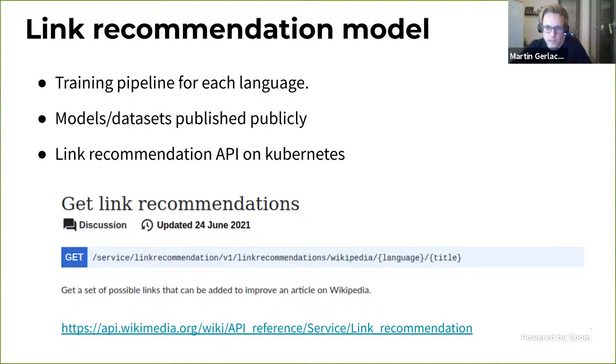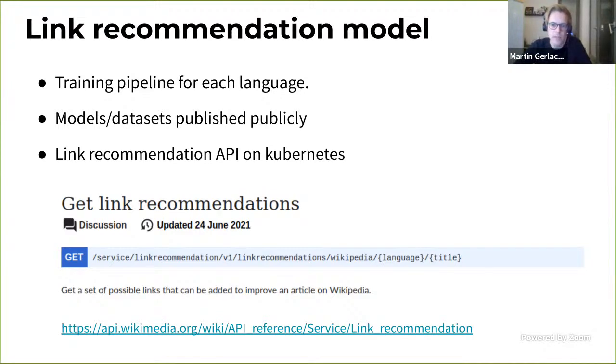The obtained model that we can train for any language in Wikipedia, all the models and the data sets are published. They are online, publicly available. You can tinker and play around with them.